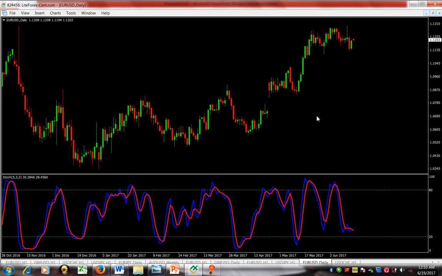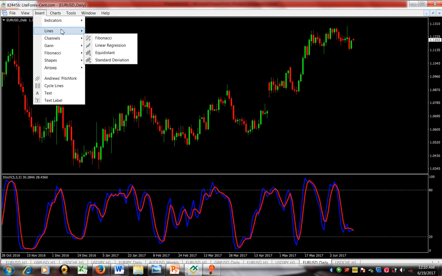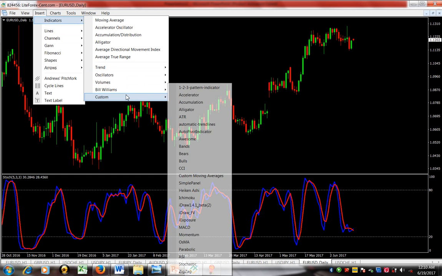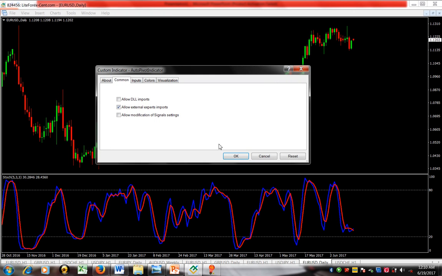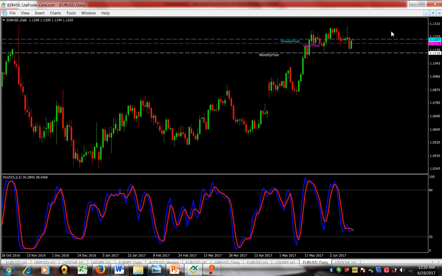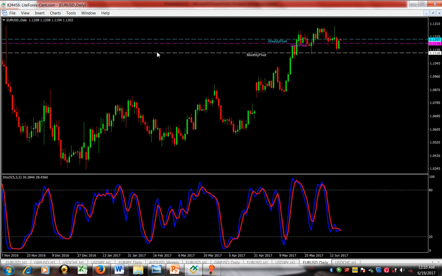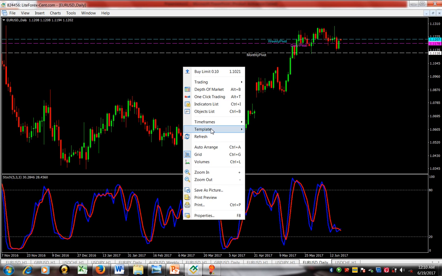Another thing that we can use is the pivot point. We can insert pivot point indicators, a custom indicator, then let's pick auto pivot. You can see now that the monthly pivot point, which is the most important pivot point on the daily chart to indicate the direction of trend, the price is moving above this monthly pivot point. So obviously we are in an uptrend. Okay, let me clean the chart.